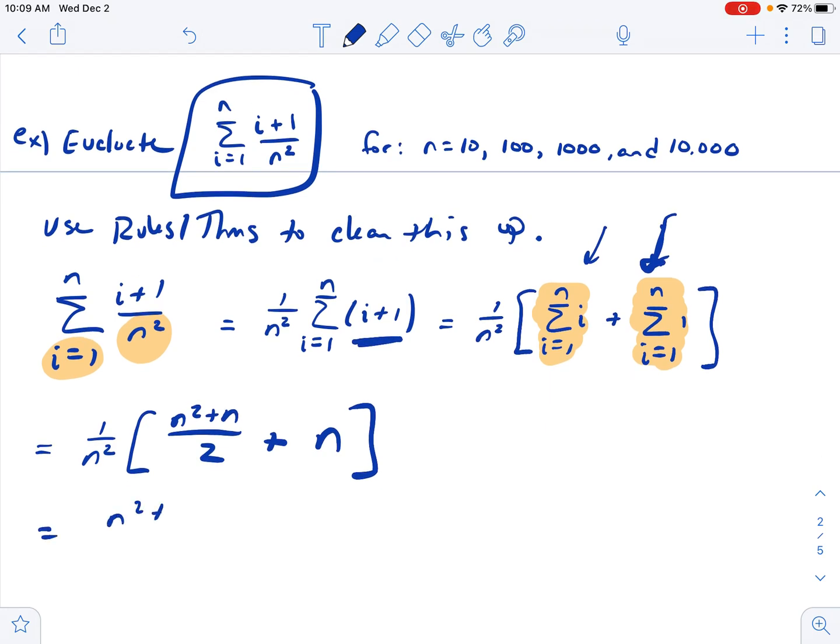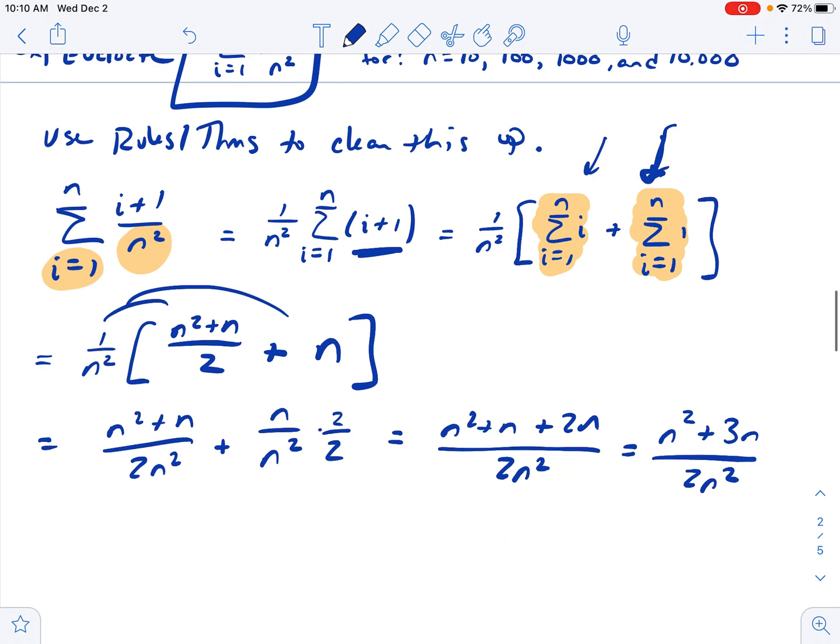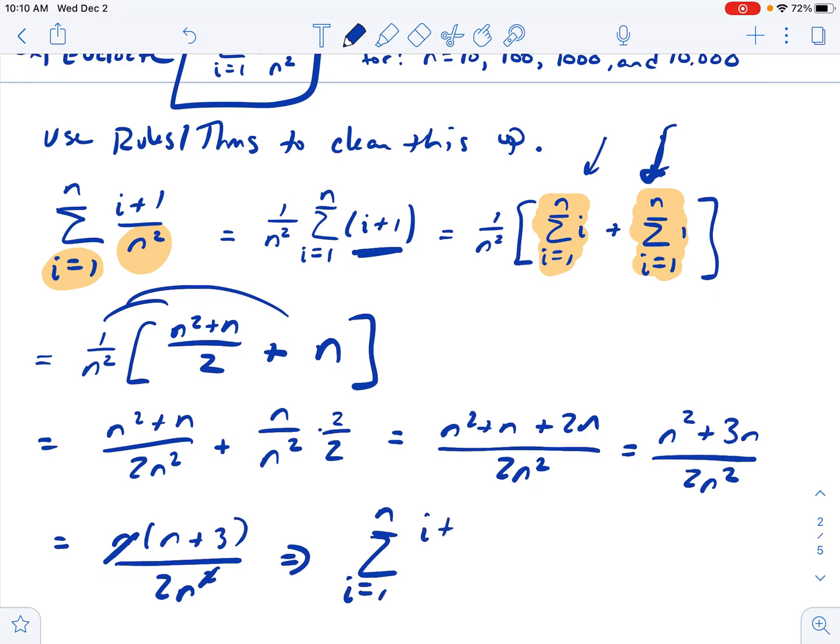Now what I'm going to do is clean this up a little further. I'm going to distribute through, so we're going to have (n squared plus n over 2) over n squared, and I'm actually going to get a common denominator just to clean this up a little bit. So I'll multiply this by 2 over 2. So we're going to have n squared plus another 2n, all over 2n squared, or in other words, n squared plus 3n over 2n squared. Cleaning up a little further, I can factor an n out of the numerator, which will cancel one power in the denominator. And so at the end of the day, what we showed was that the summation as i goes from 1 to n of (i plus 1) over n squared can be thought of as (n plus 3) over 2n.